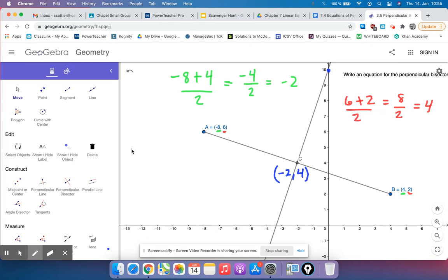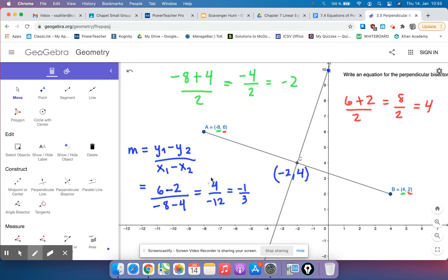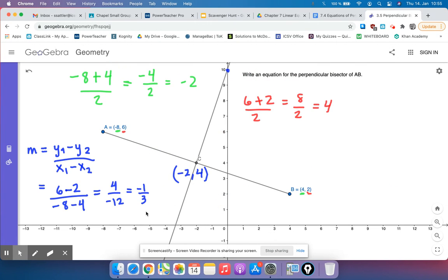So let's do that. The slope of the segment we're given, we would use this formula, m equals y1 minus y2 over x1 minus x2. Okay, so we plug in the points, the y coordinates, 6 minus 2, and the x coordinates would be -8 minus 4. Okay, so then we get 4 over -12, which is -1/3. So I'm going to hide this so we have more room. Okay, so that's the slope of the segment, -1/3.